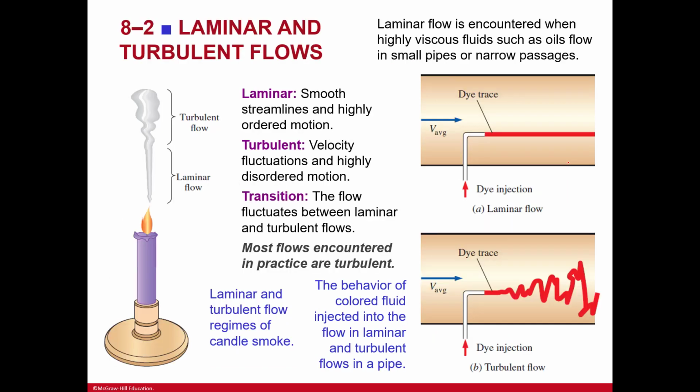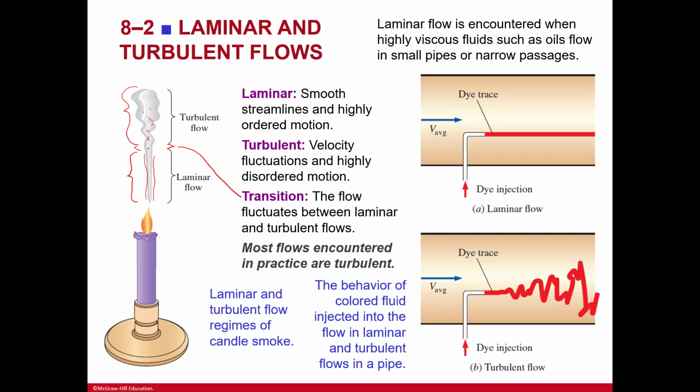Here we talked a little bit about what laminar and turbulent flow are. Laminar is just the steady flow. It's the things that look uniform, pretty straight and narrow or smooth, and then when we start getting into flows that look disorganized, much more entropy, that's when we start getting into turbulent flow. So laminar has smooth streamlines and highly ordered motion. Turbulent has velocity fluctuations and highly disordered motion. And then transition is the flow that fluctuates between laminar and turbulent. So you could say that this right here is that transition. It's just where you transition from.